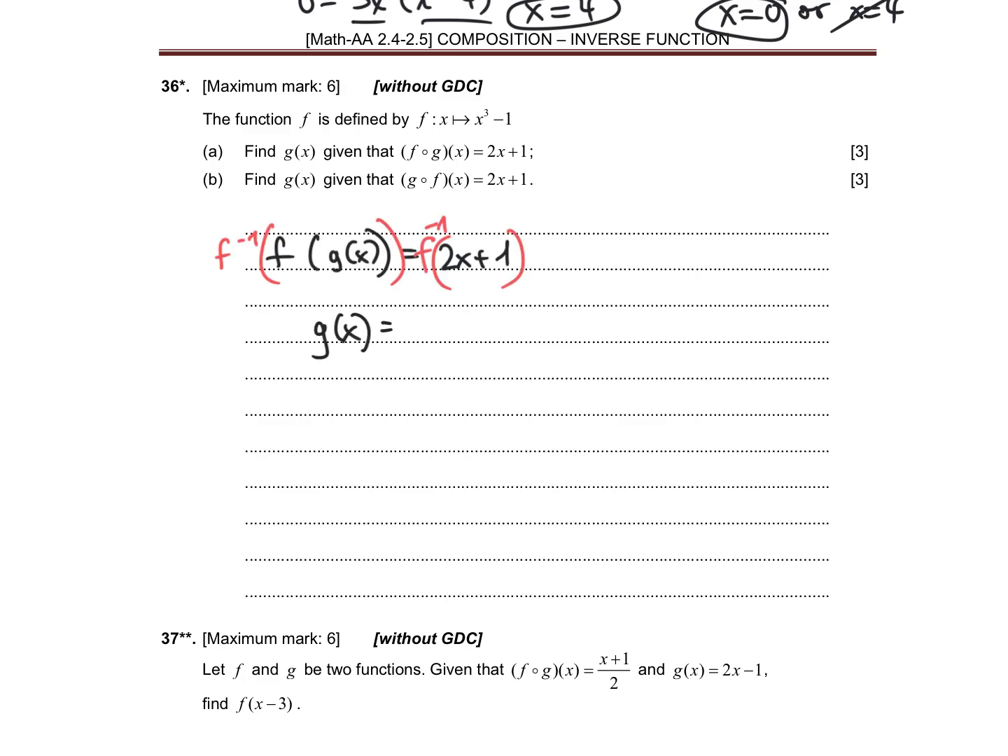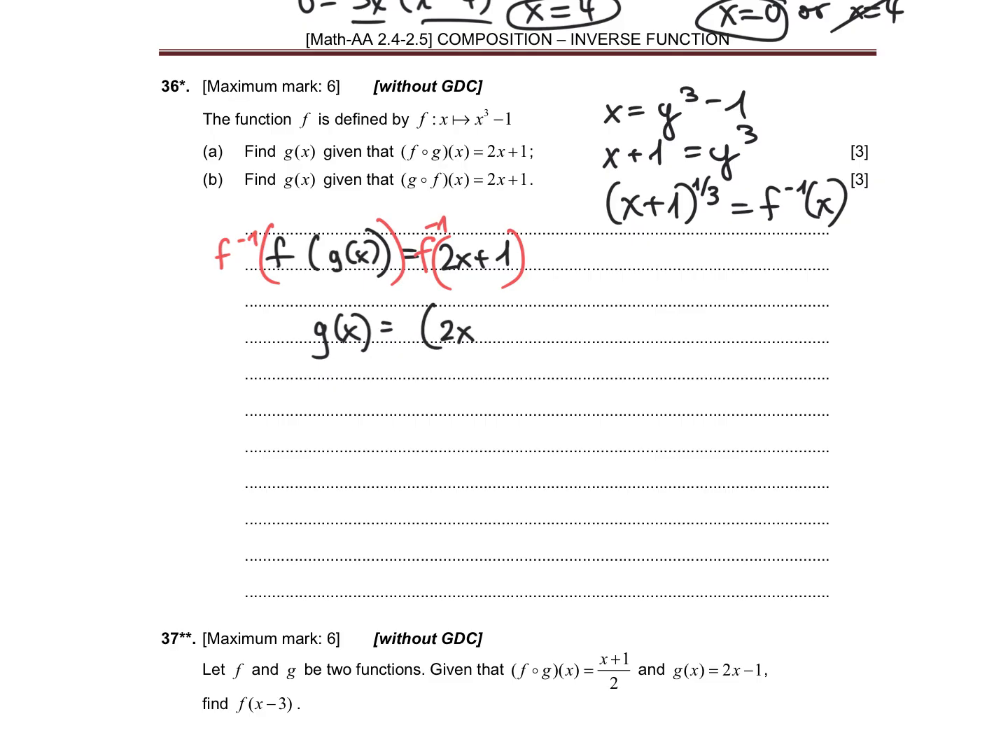So if we find the inverse of this, we're going to have x equals y cubed minus 1. So x plus 1 is y cubed. So x plus 1 to the 1/3, or the cube root of x plus 1, that's fine too. That's the inverse of f. So if we're substituting 2x plus 1 in there, we're going to have 2x plus 1 plus 1, to the 1/3. So 2x plus 2 to the 1/3.